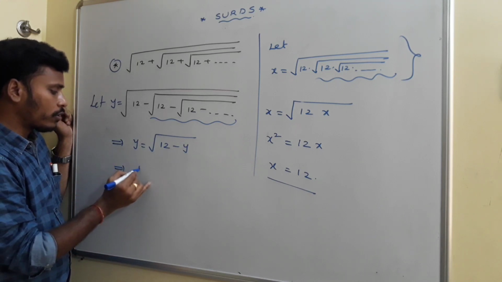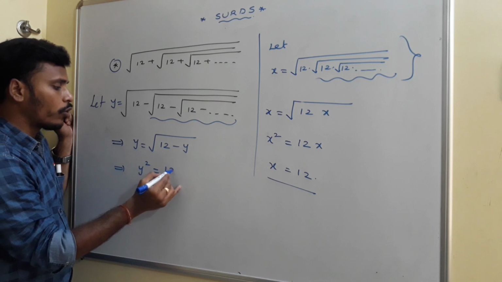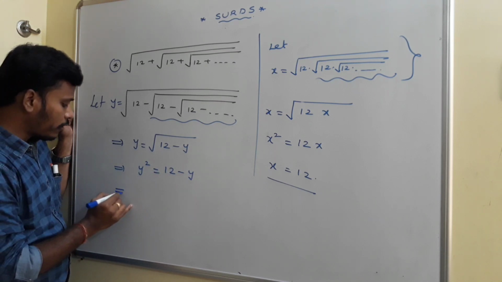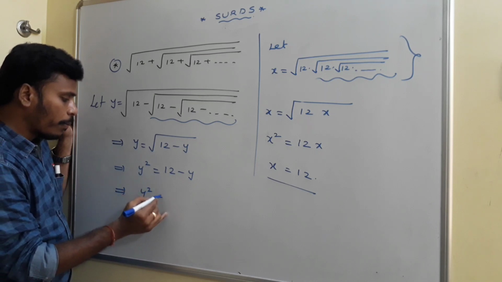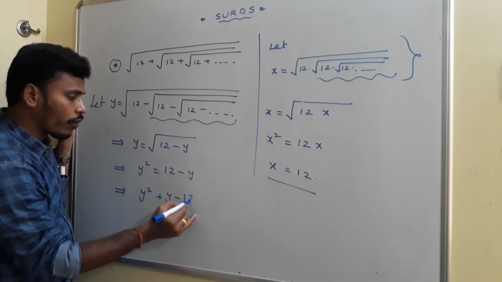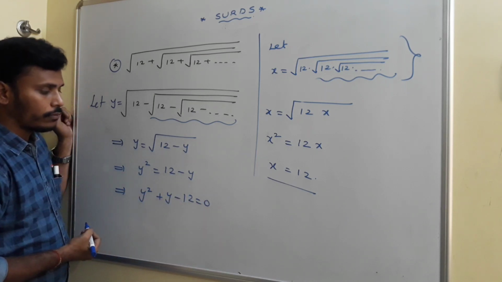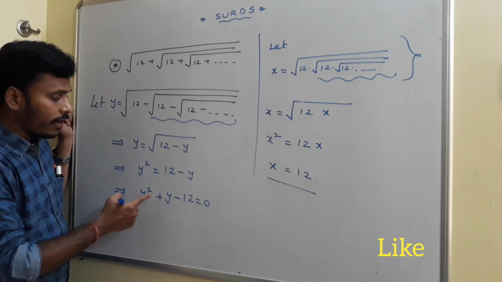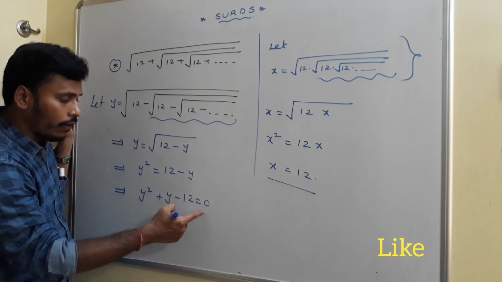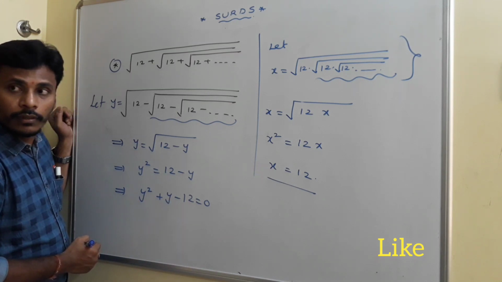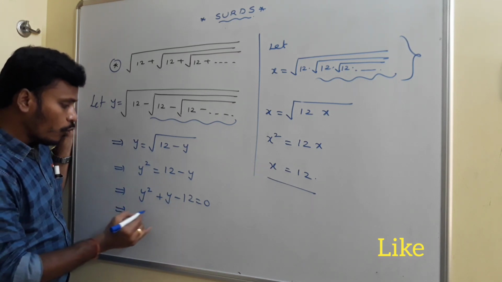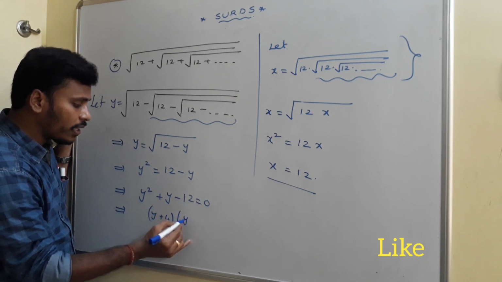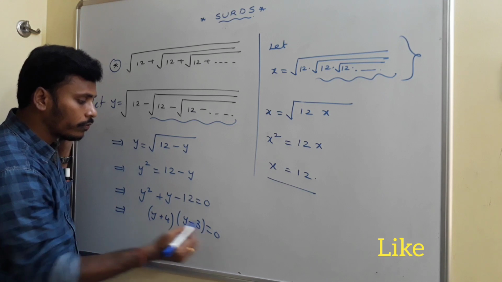And if you square it on both sides, y square is equal to 12 minus y. And if you rearrange, y square plus y minus 12 is equal to 0. And if you factorize, you will get that (y plus 4) into (y minus 3) is equal to 0.